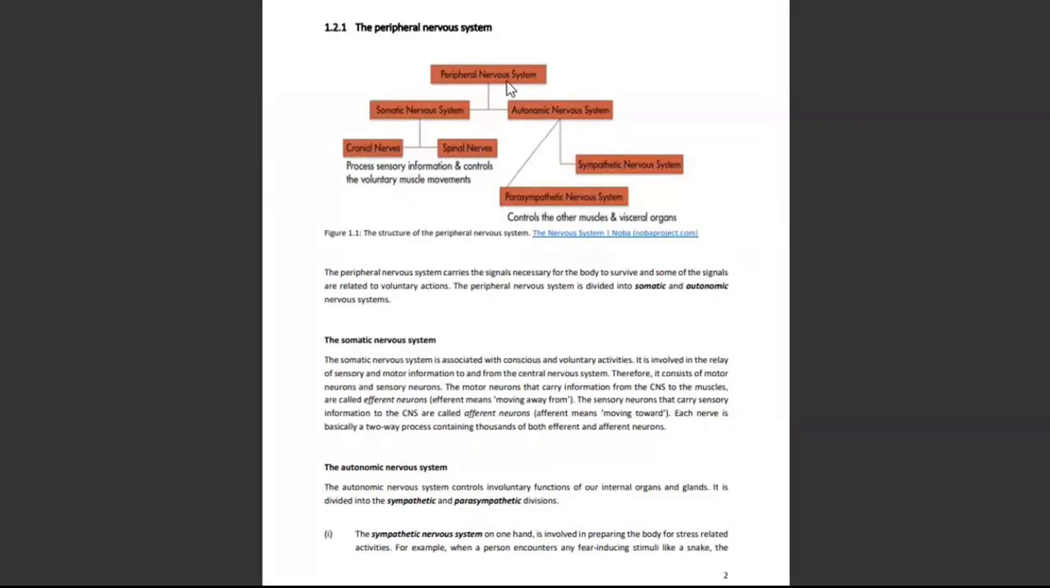The peripheral nervous system is divided into two. We have the somatic nervous system and the autonomic nervous system. What is the somatic nervous system? Okay, let's start here. They say the peripheral nervous system carries signals necessary for the body to survive, and some of the signals are related to voluntary action. See, there are voluntary action and involuntary action.